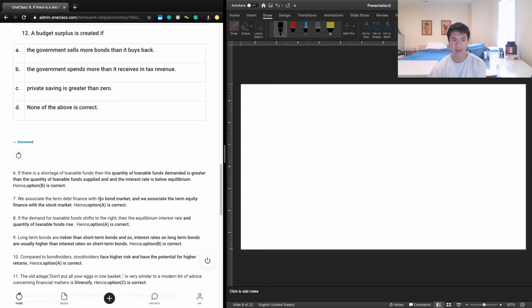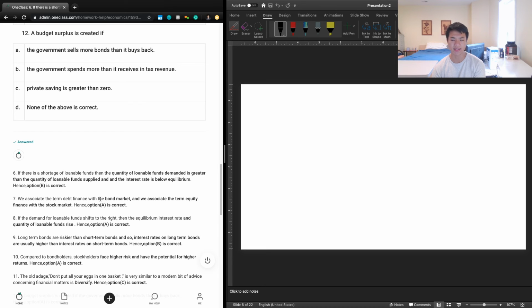So let's break it down. A says the government sells more bonds than it buys back. If it sells more bonds than it buys back, you've decreased the money supply if you sell that many bonds. And the second thing that happens is that the government basically receives a larger influx of revenue. On net it would be increasing the government's revenue if you sell more bonds than you buy back.